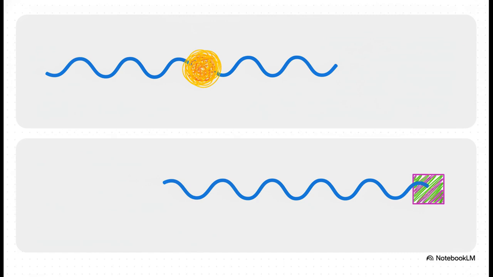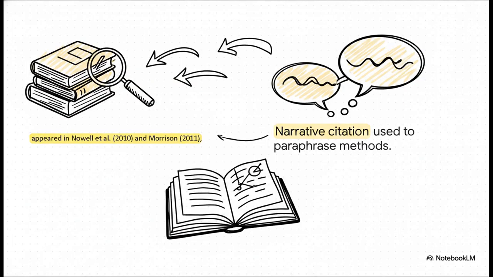First, we have narrative citations. This is where the author names are woven directly and naturally into your sentence structure, followed immediately by the publication year in parentheses. On the flip side, we have parenthetical citations. This is when the author and the year are tucked away together inside parentheses, usually way at the very end of your sentence. Let's look at our real example straight from our source. Here, we're looking at a narrative citation used to paraphrase methods from a couple of studies.